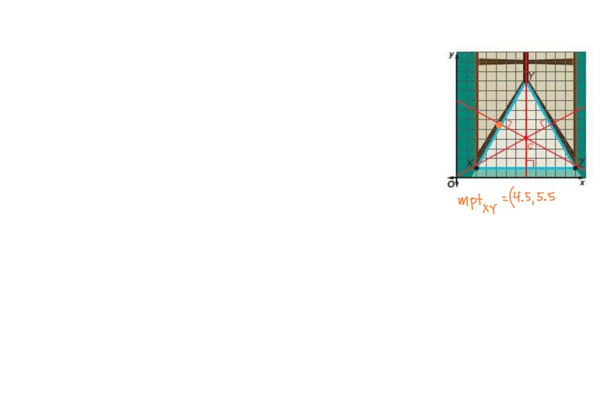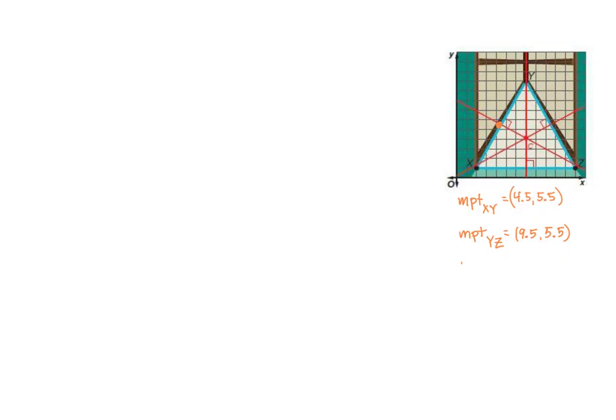5.5. And my midpoint of the other edge of my roof, which is YZ. Don't get that confused for the X label on the axis. Make sure you look at the capital letter next to the point. And that is going to be 9.5, 5.5. Again, just the average of the X's and the average of the Y's to create our midpoints.